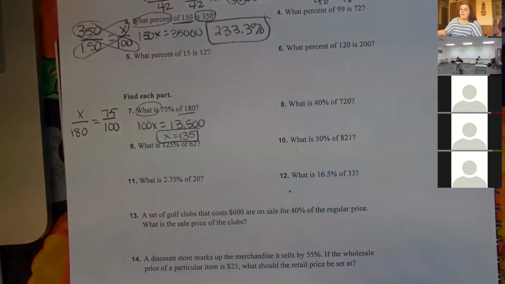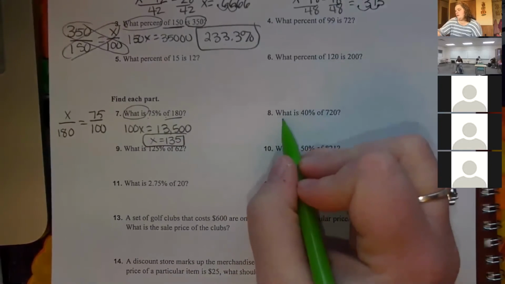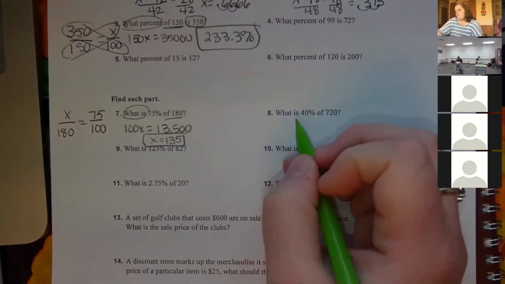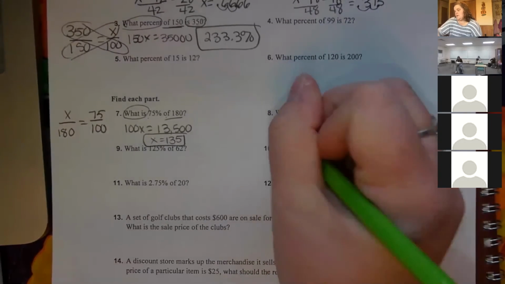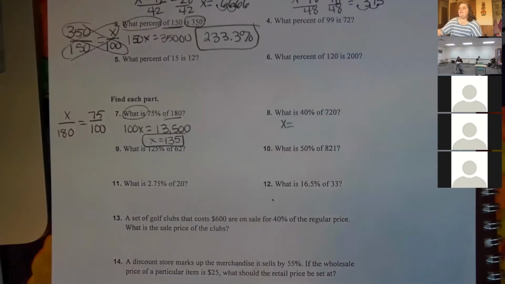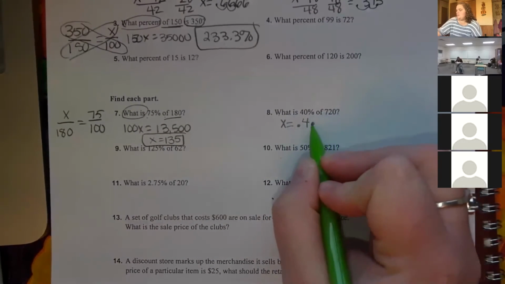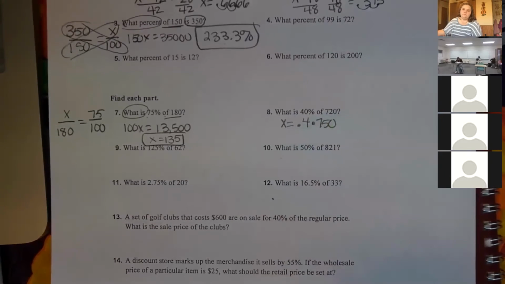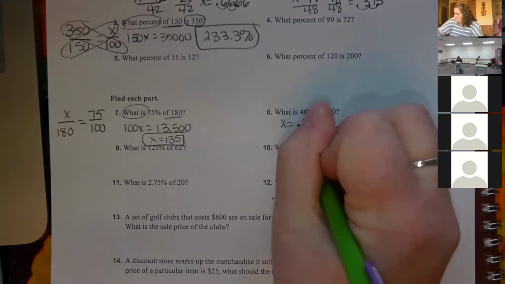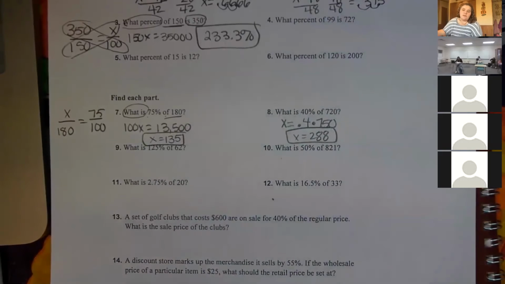Now, if you don't like that way and you want to go back to the math sentence way, let's try number 8 that way. It says what is 40% of 720? So what is x, because we don't know what it is, equals 40%. Well, I'd have to write 40% as a decimal, so that'd be 0.4. Of means multiply, so times 720. So you have 0.4 times 720. X equals 288. So I don't care which way you do it, you have to pick which way makes more sense to you. Does that help?